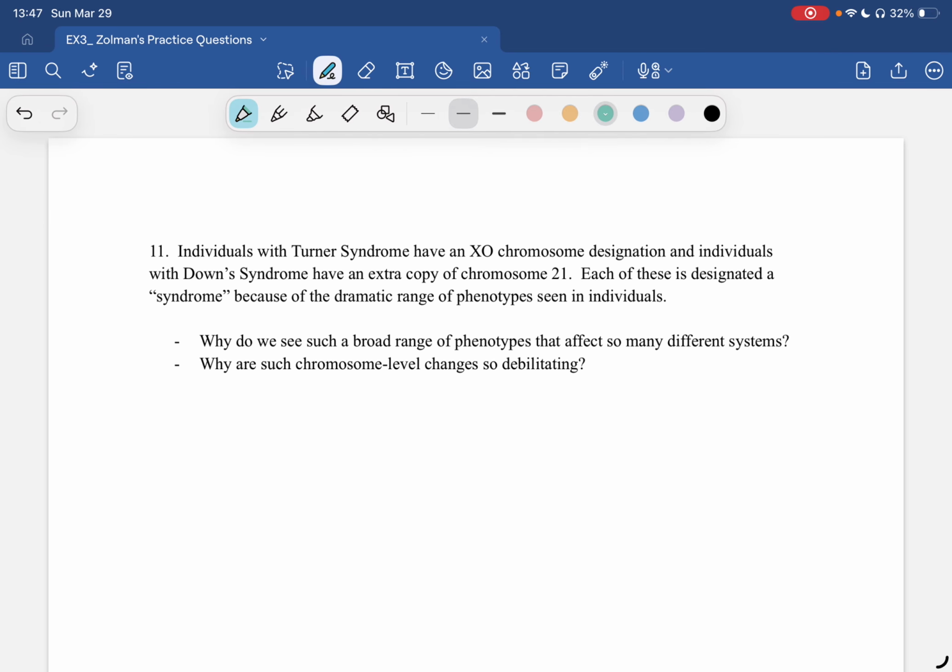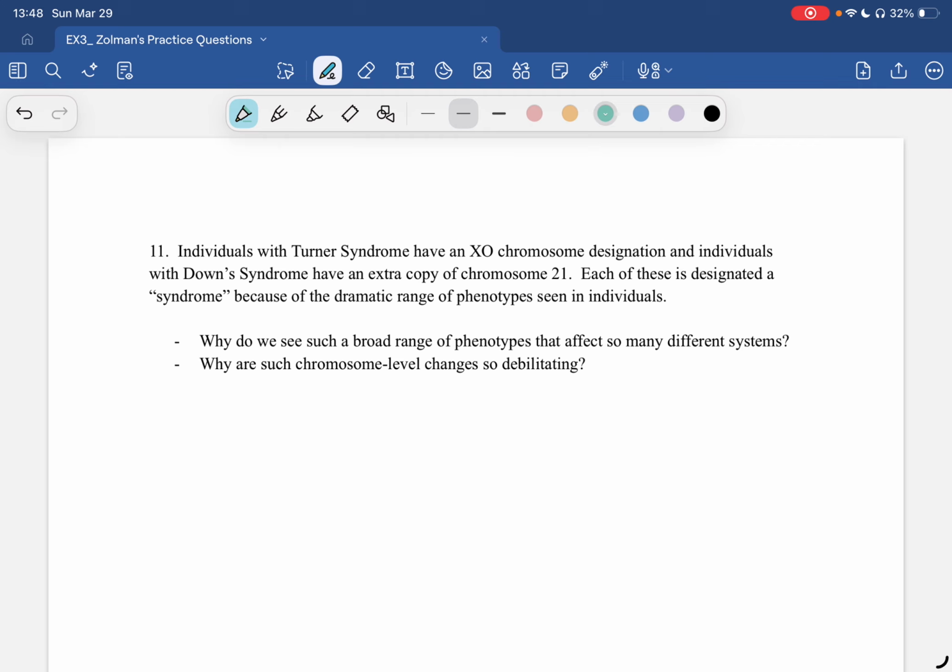Okay, next question. We're talking about the difference in syndromes. Individuals with Turner syndrome have an XO chromosome designation, and individuals with Down syndrome have an extra copy of chromosome 21. Each of these is designated a syndrome because of the dramatic range of phenotypes seen in individuals. So this question is asking, why do we see such a broad range of phenotypes that affect so many different systems, and why are such chromosome level changes so debilitating?